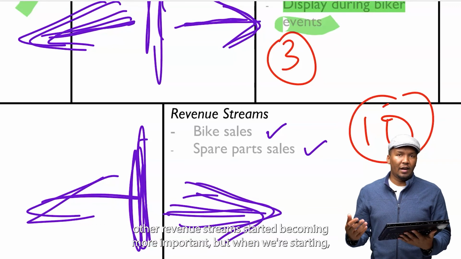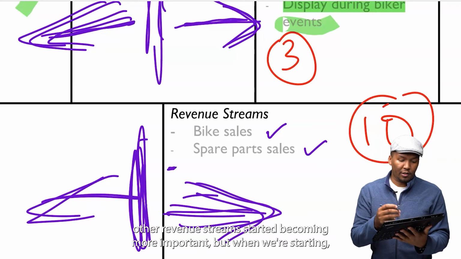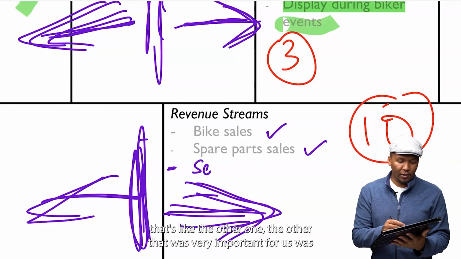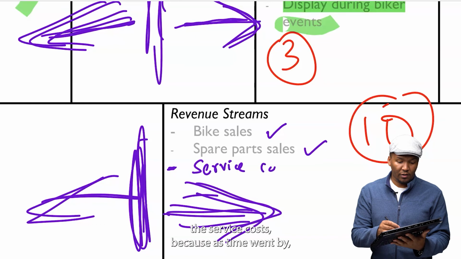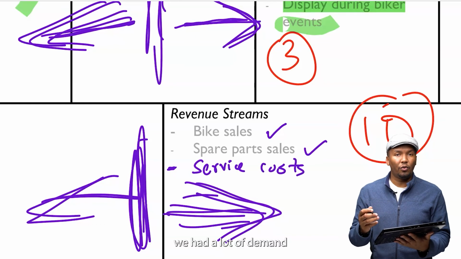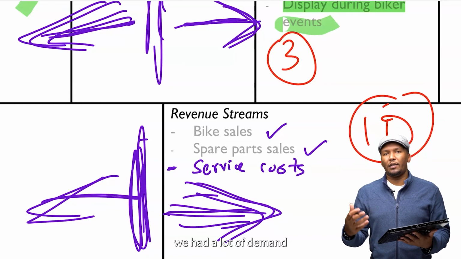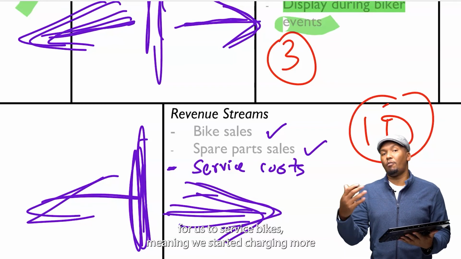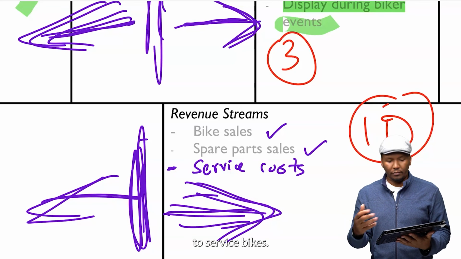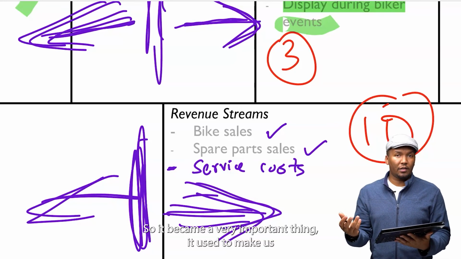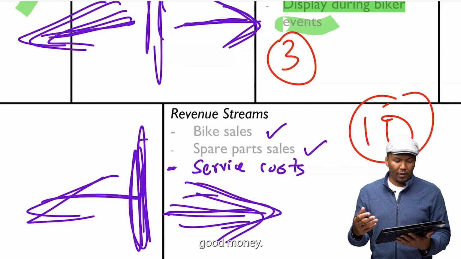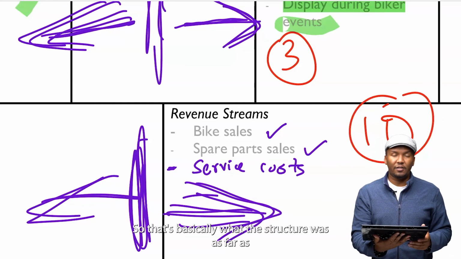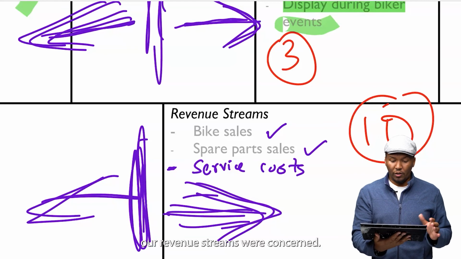Over time, other revenue streams started becoming more important. But when we were starting, that's it. But the other one that was very important for us was the service costs. Because as time went by, we had a lot of demand for us to service bikes, meaning we started charging more to service bikes. So it became a very important thing. It used to make us good money. So that's basically what the structure was as far as our revenue streams were concerned.